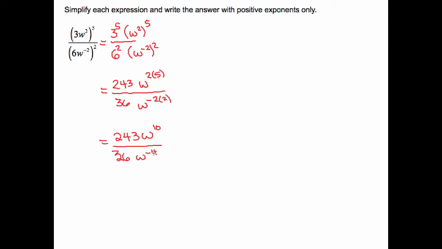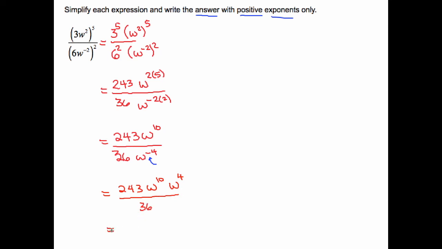Now we want to write our answers with positive exponents only. That's what we're seeing right here. So notice we do have a negative exponent right here. So let's rewrite our expression as 243 w to the 10th, and then if I go ahead and apply the negative 4, I take the reciprocal of 1 over w to the negative 4, and that's w to the 4th in the numerator. And then I divide by 36.